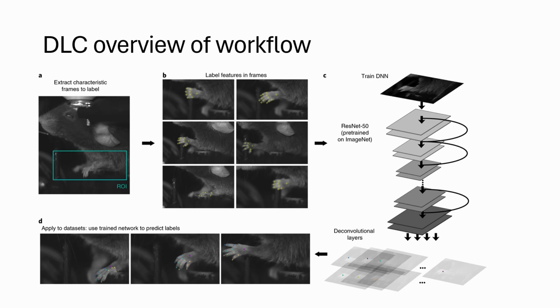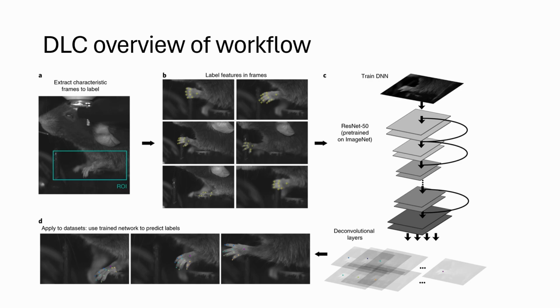You only care about the paw, so you can crop the location of the paw, and then you, the human, go and label 50 to 200 of these frames, and then you pass it on to this network. This network is the pre-trained one, so you don't do anything to it.